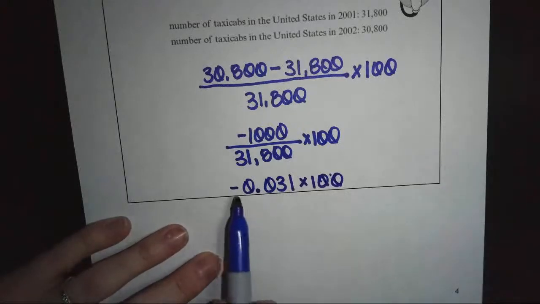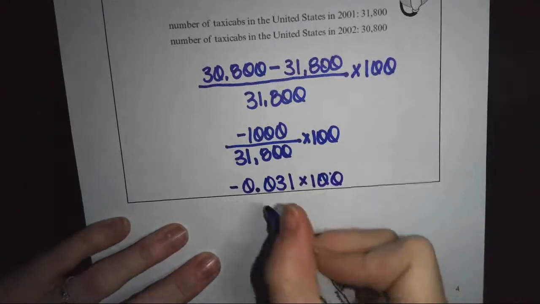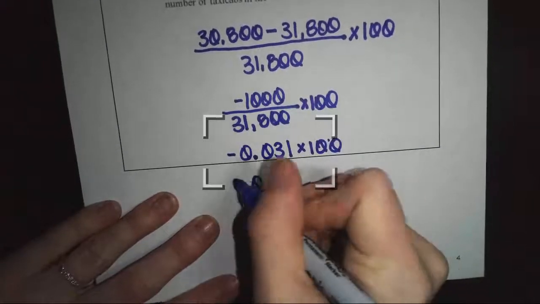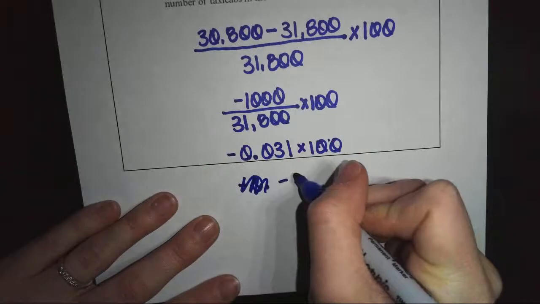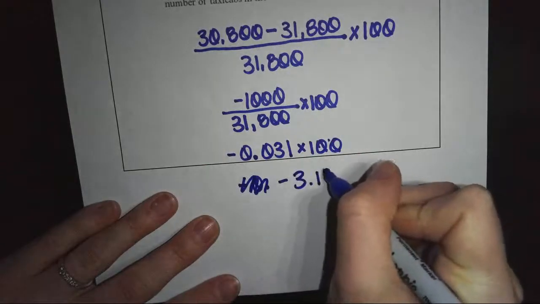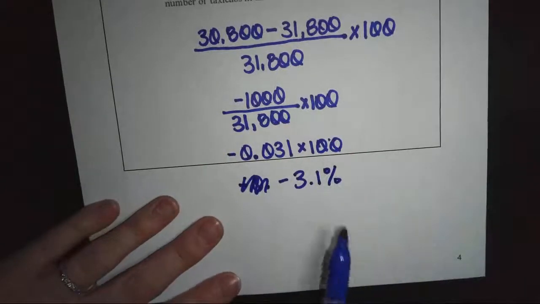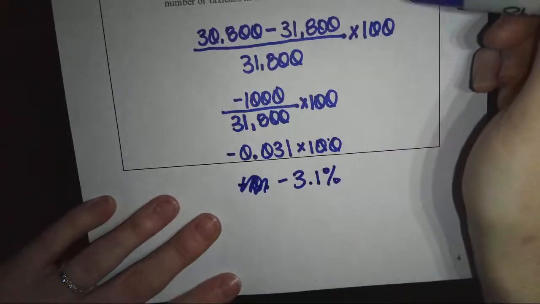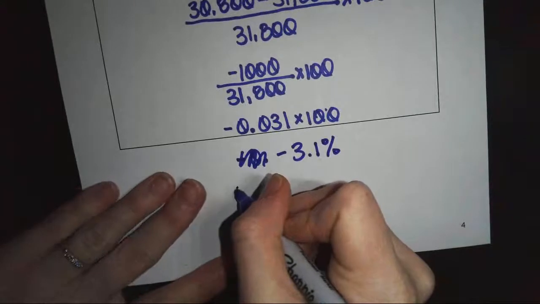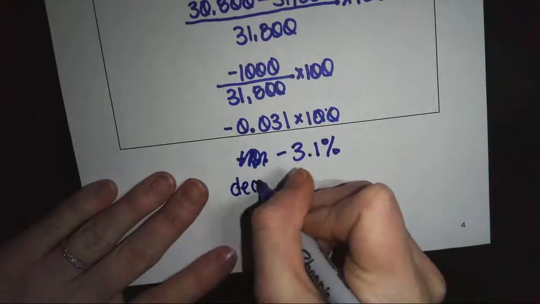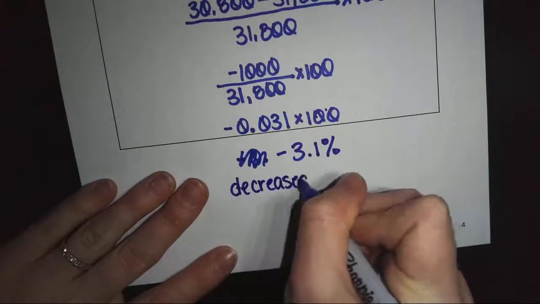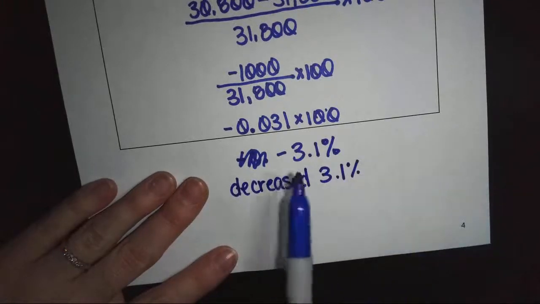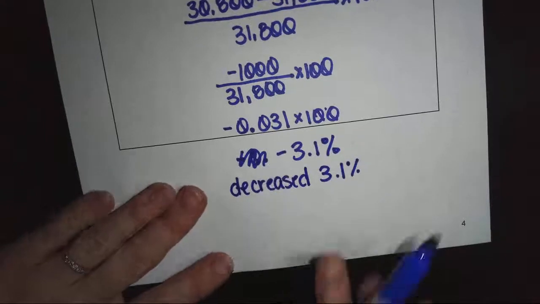And when we multiply negative 0.031 by 100, we get negative 3.1%. So our percent change is negative 3.1%. Or, since the number dropped between 2001 and 2002, I could say that it decreased by 3.1%. And when I say decreased, that takes care of my negative.